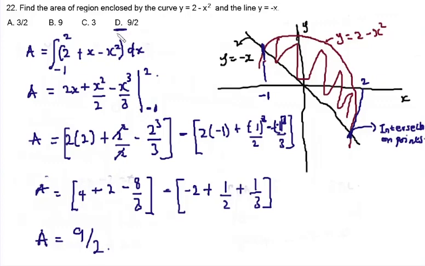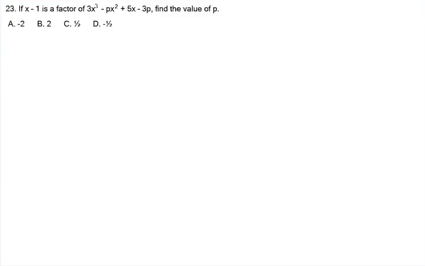Let's move on to the next question. For question 23, we are told that if x minus 1 is a factor of 3x cubed minus bx squared plus 5x minus 3b, find the value of p. So the factor that we're looking at is x minus 1, and then the polynomial that we're looking at is 3x cubed minus px squared plus 5x minus 3p.